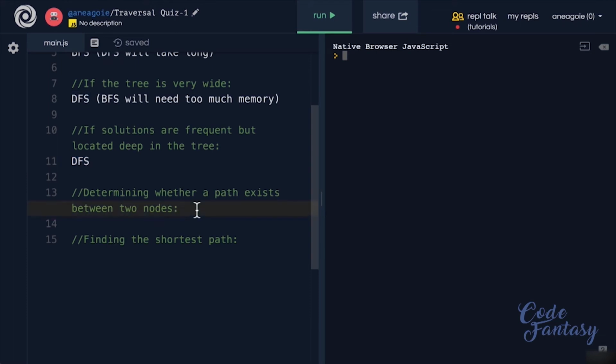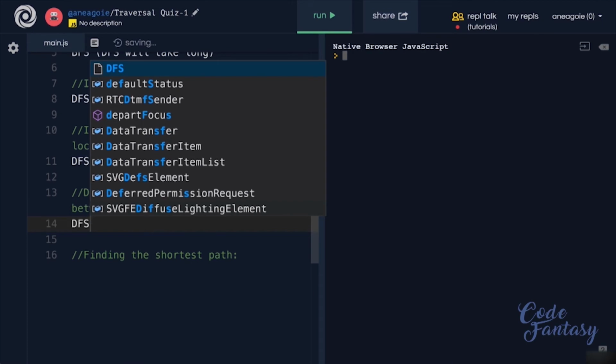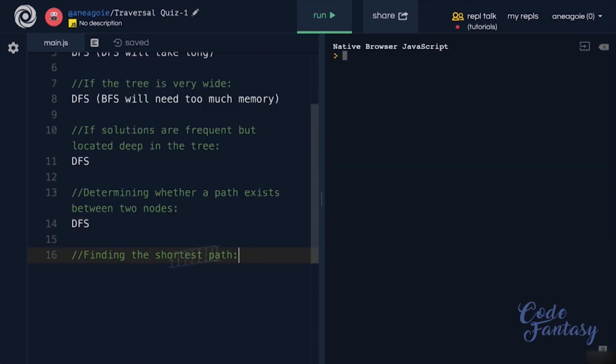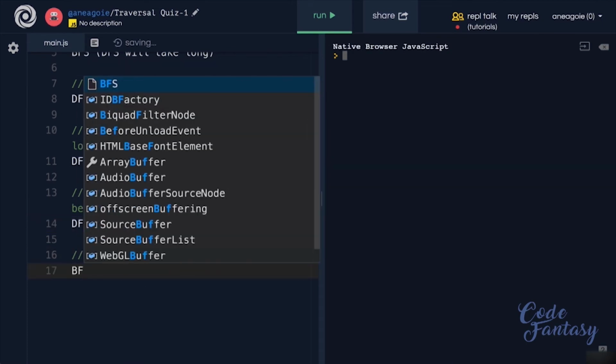What about the next one? Determining whether a path exists between two nodes. That is what depthFirstSearch is built for. What about finding the shortest path? That is for breadthFirstSearch.